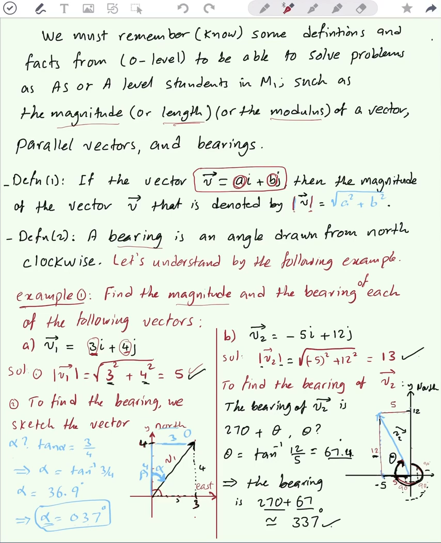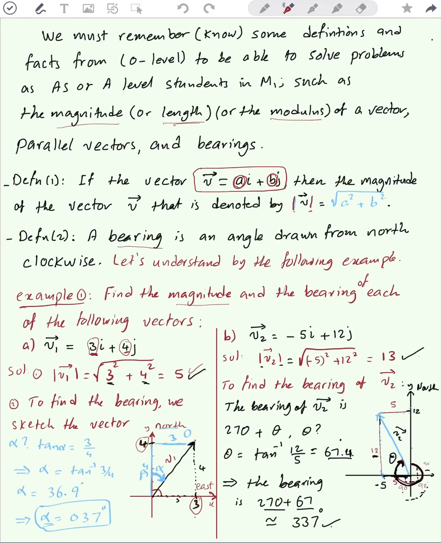To find the bearing, we recommend to sketch the vector in all the questions with bearing. If it's not given, you sketch it. Of course, we don't use a grid in M1 exams. So how to show the examiner that you know the position or direction of the vector? We just show 3i means 3 on the x-axis, plus 4j, so you just show 4 on the y-axis.